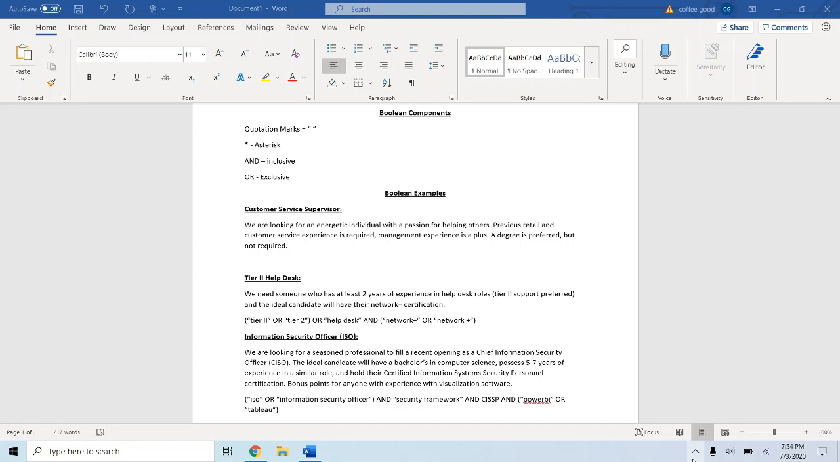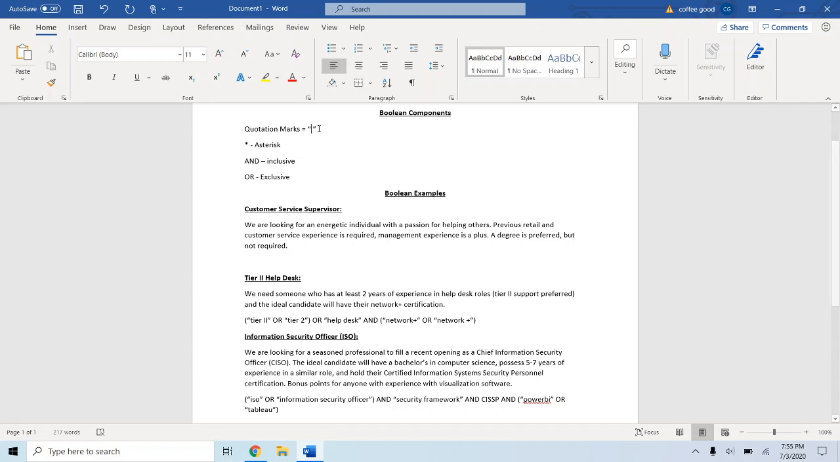positions. Looking at the components of a Boolean, we have four specific things that we will observe day to day. You are going to notice that we will have quotation marks, asterisks, and or statements. These are really going to help us build our Booleans. If we wanted to use quotation marks, they will essentially mean everything in between quotes is exactly what we're going to search for, no more and no less.